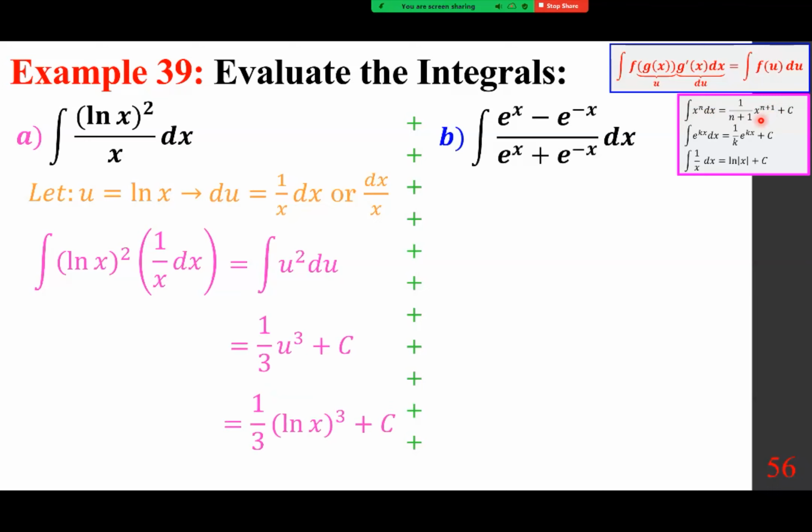We are done. By the way, it's important not to mix this up with ln of x cubed, 2 different things. So you must keep it in a parenthesis. That means ln x times itself 3 times.